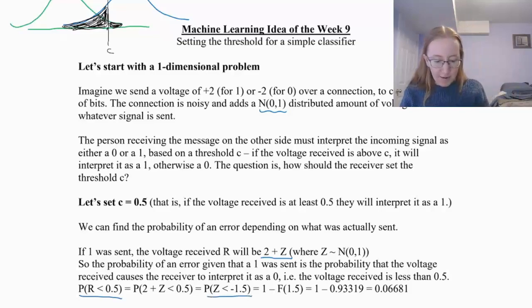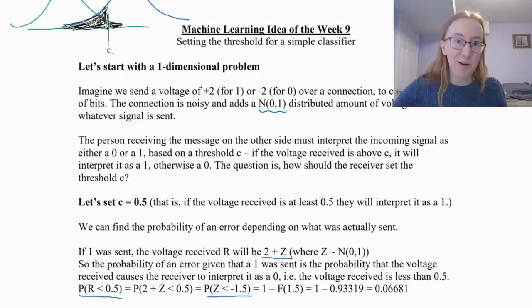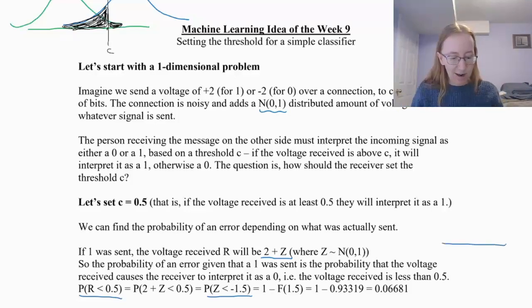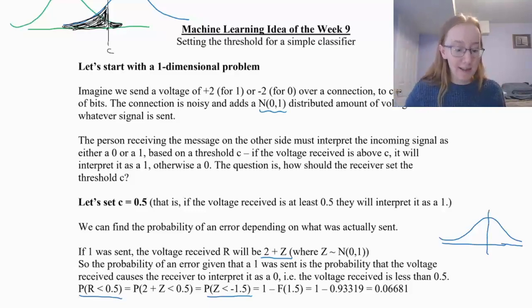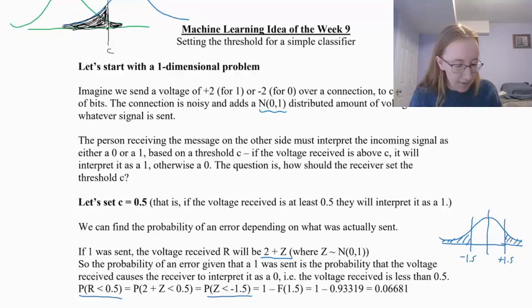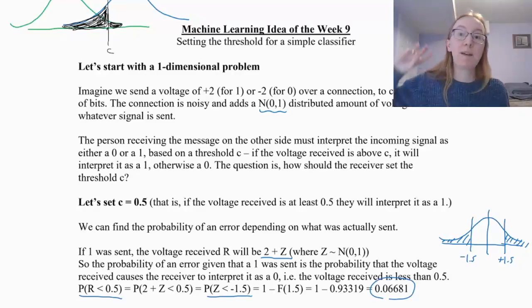So we have the probability that a standard normal, a normal 0,1, is less than negative 1.5. Remember, of course, if you're using a normal calculator, that's fine. But the tables don't have negative values in them. So what you would say is, if we want it to be less than negative 1.5, which is about here, the area underneath the curve here is exactly the same as the area underneath the curve that's above 1.5 by symmetry of the normal distribution. So the probability of being less than negative 1.5 is the same as the probability of being greater than positive 1.5, which is just 1 minus the CDF evaluated at 1.5. So we look that up in the normal tables, and we end up with 6.68% error if we sent a 1.